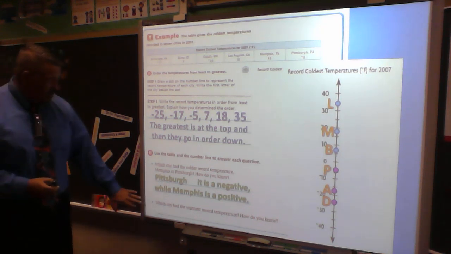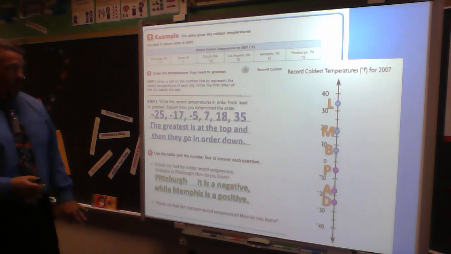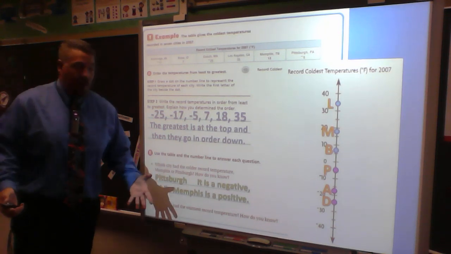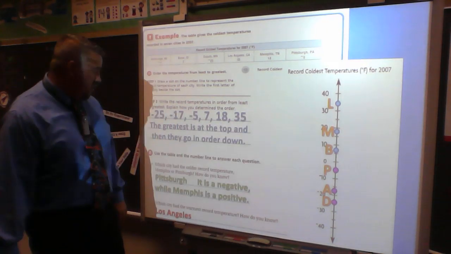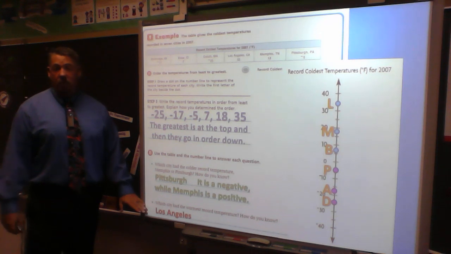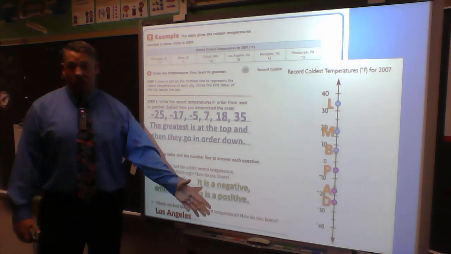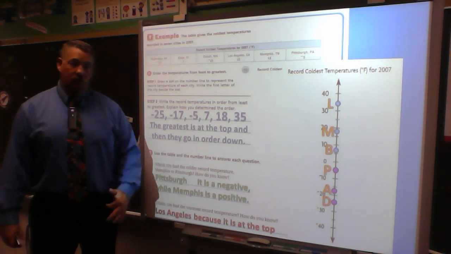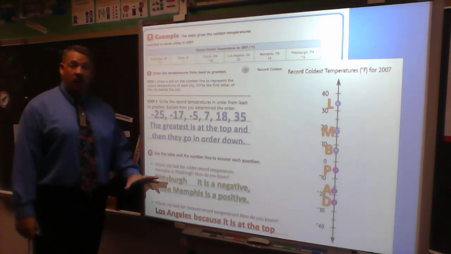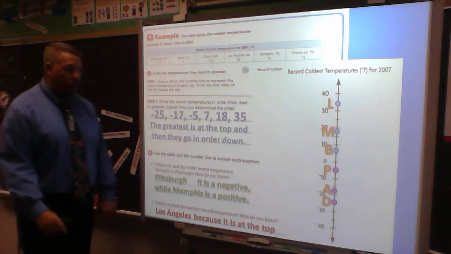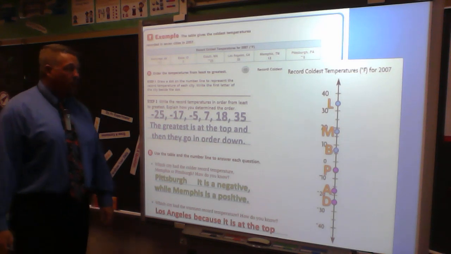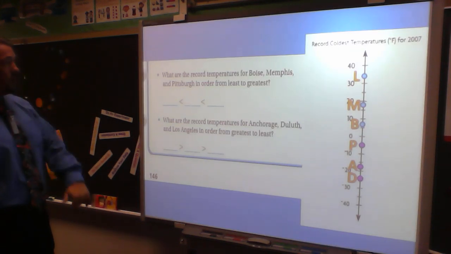And then this one says, which city had the warmest temperature and how do you know? Well, I look at the very top of my list, it's an L for Los Angeles. So I know Los Angeles had the greatest temperature or the warmest temperature because it's simply at the top of my list. Now, you don't have all of this written down. It's okay. Just pause the video and then move on. If you do have it written down, we're good to go.